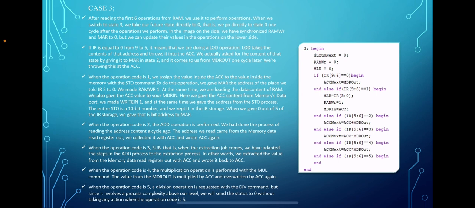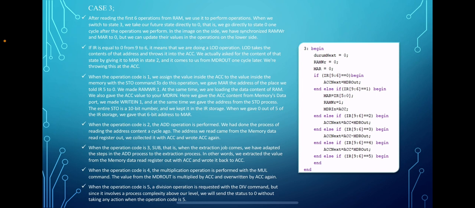If IR is equal to 0 from 9 to 6, it means that we are doing the LOD operation. LOD takes the contents of that address and throws it into ACC. We actually ask for the content by giving it to MAR in state 2 and it comes to us from MDR out one cycle later. We are throwing this at the ACC.